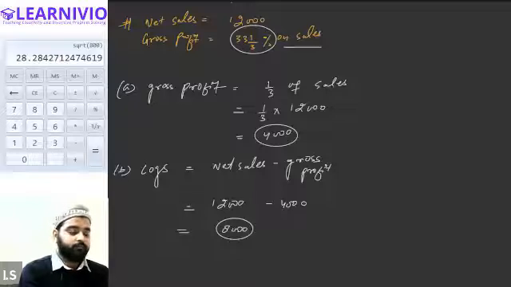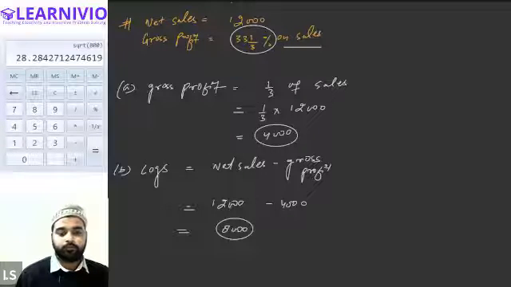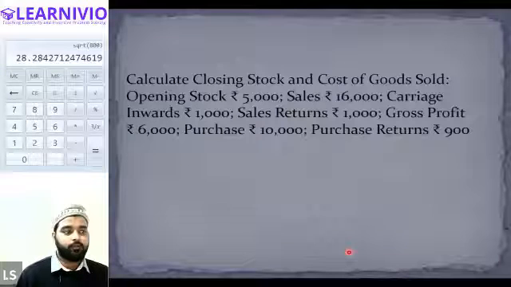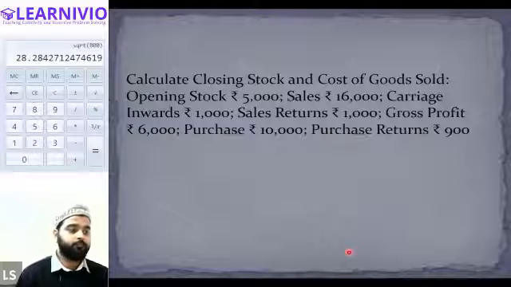So we have this information regarding the opening stock. We have sales, then carriage inward, sales return, gross profit. Sir, you're sharing the screen. Oh, the question is not visible to all of you. No, sir. Just a minute. Give me a moment. Is it visible now? Yes, sir.